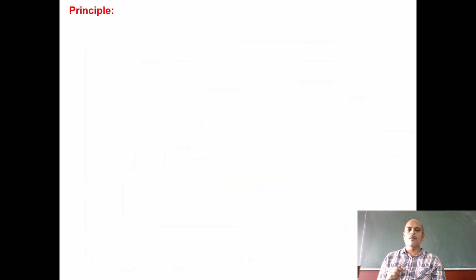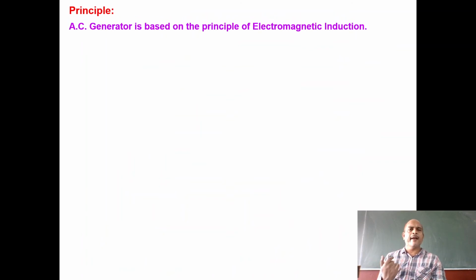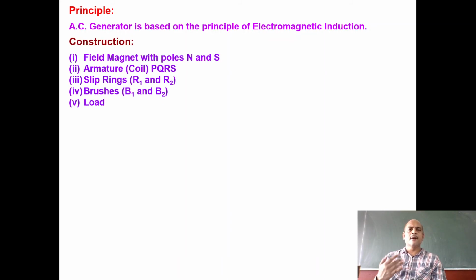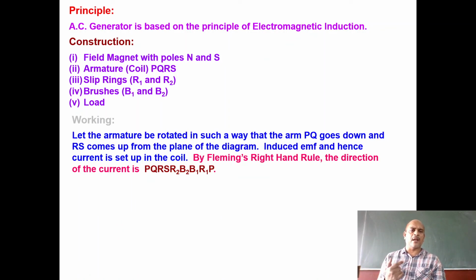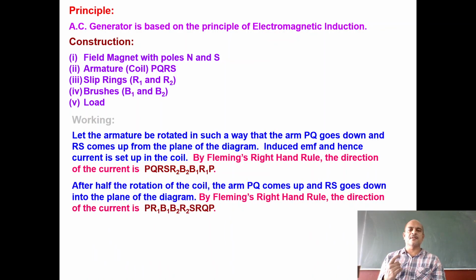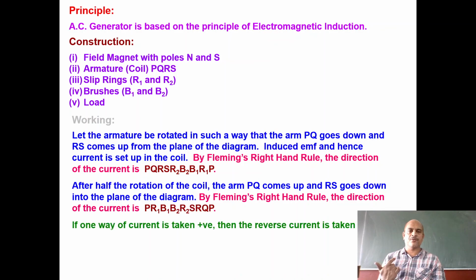This is the AC generator. What is the principle of the AC generator? It is based on the principle of electromagnetic induction. What is the construction behind it? Magnets, armature coil, slip rings, brushes and load. For the working, we use Fleming's right hand rule as we discussed, and we find the direction of current, and flux change induces current.